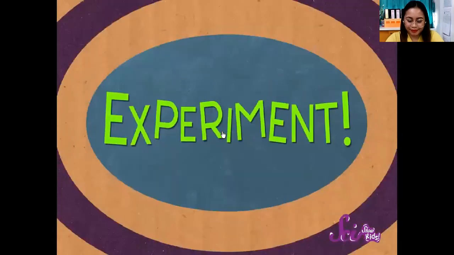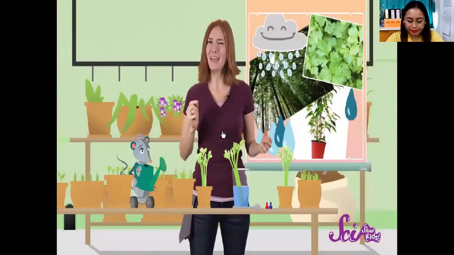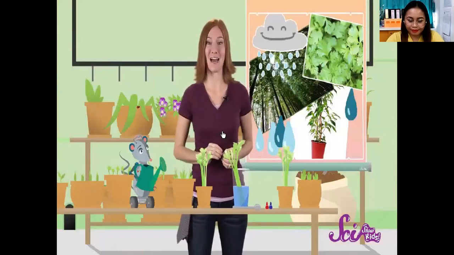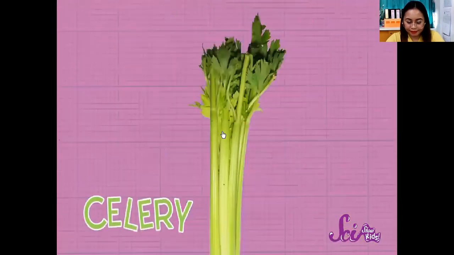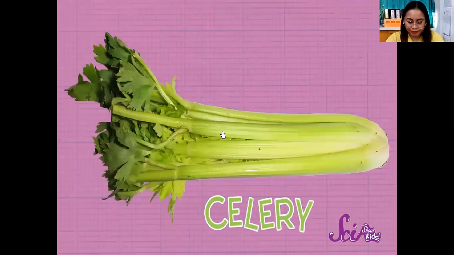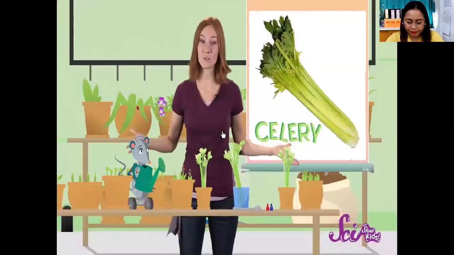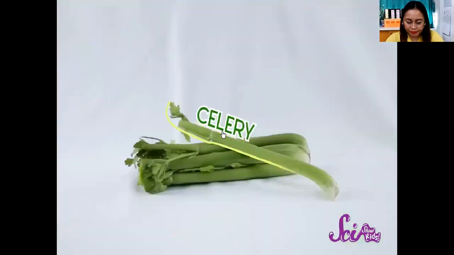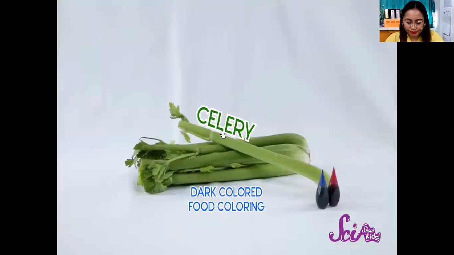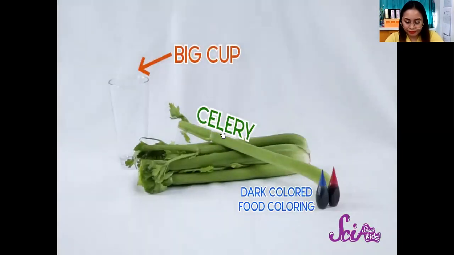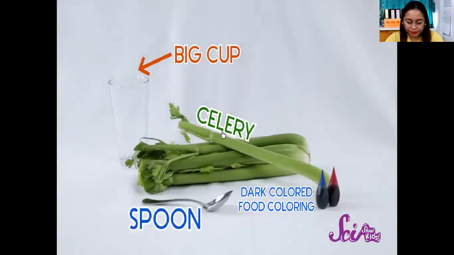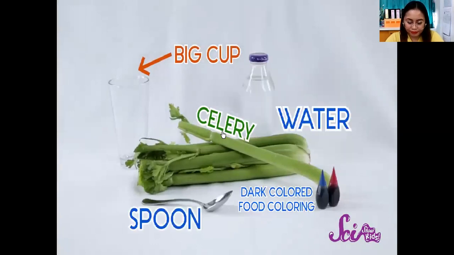Let's do an experiment. We can do it using a plant that you might have in your house right now. It also happens to be a great snack. Celery. Yep, celery. It's crunchy, good for you, and it can show us how plants move water around inside them. To do this experiment, you'll need a piece of celery with the leafy parts on the top, some dark colored food coloring, red or blue tend to work best, a cup big enough to stand the celery in, plus a spoon, some water, and help from a grown-up.